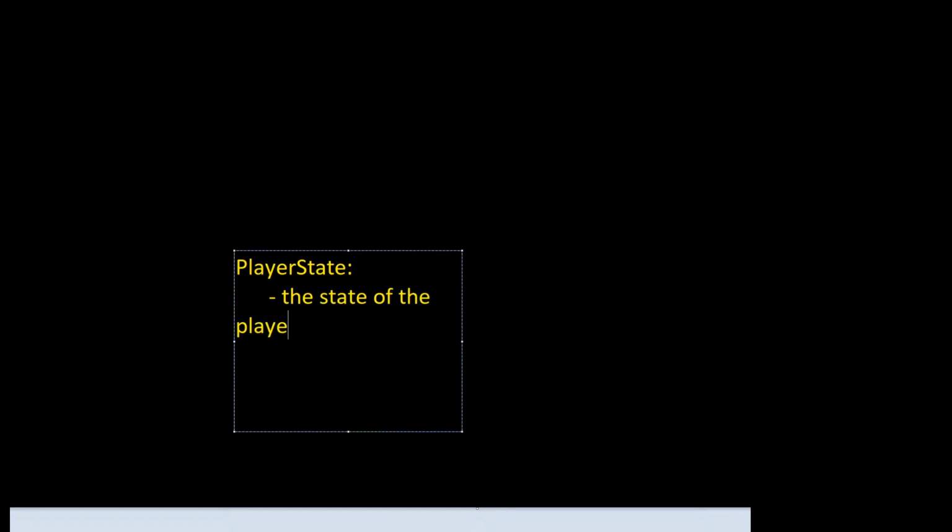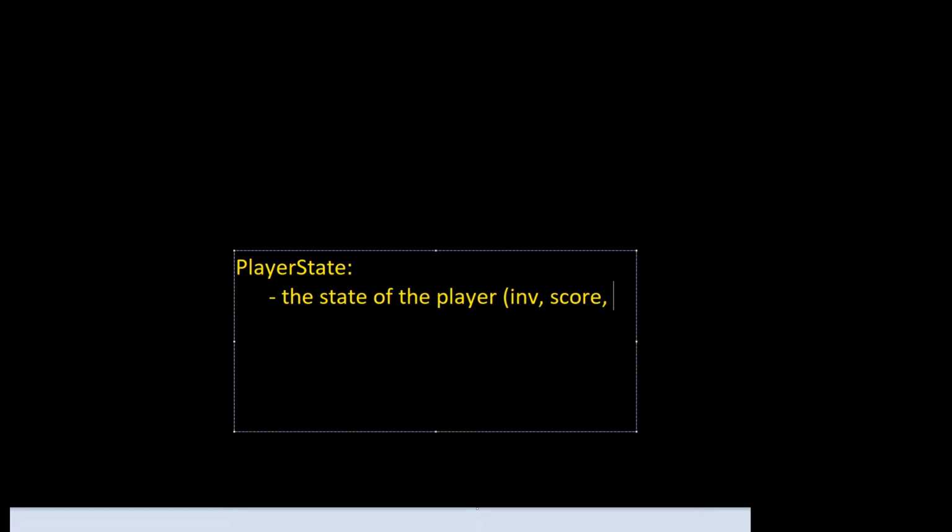Player state is kind of the last piece of the gameplay framework. Let's make this larger. There we go. So player state is essentially the state of the player, right? This can be things like their inventory, or their score, or their health, etc.